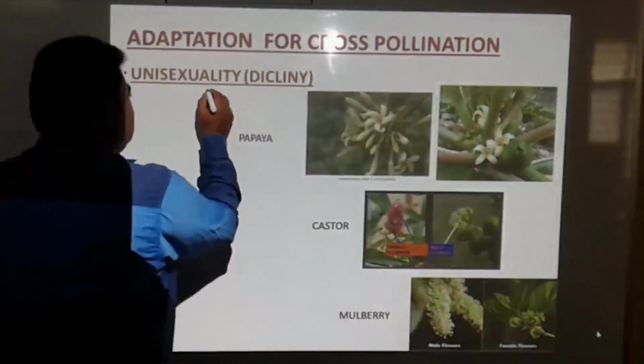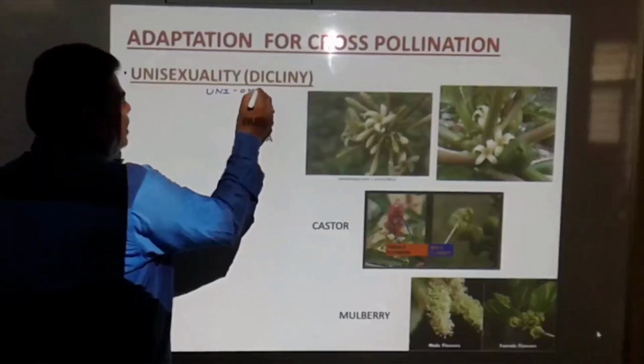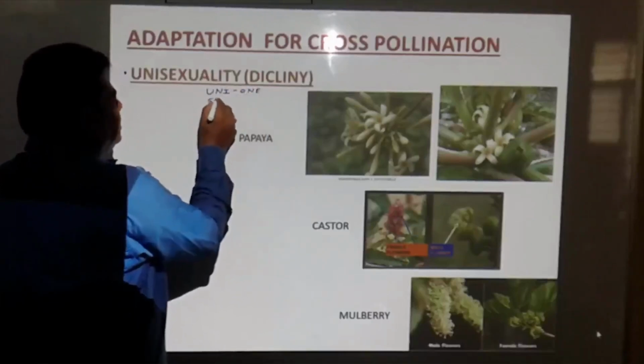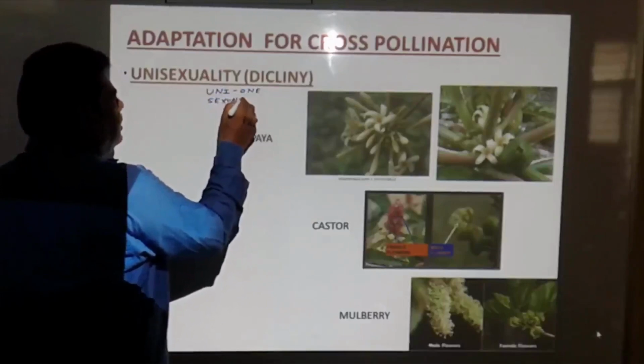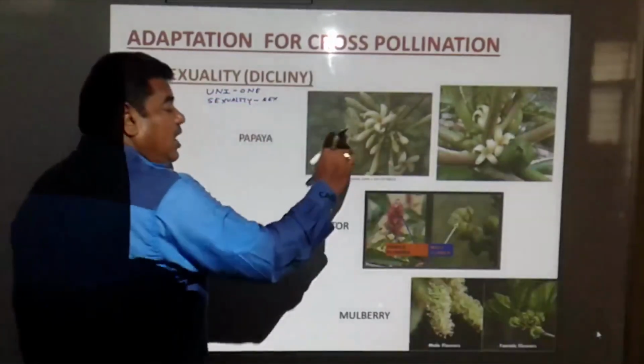We call it uni. Here uni means one, and sexuality means sex, either male or female.